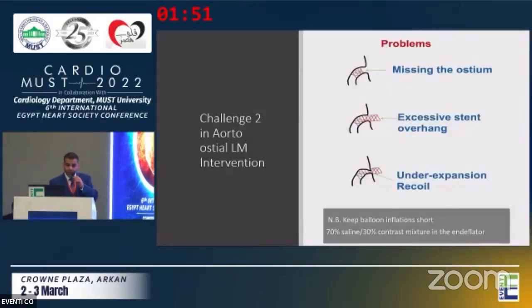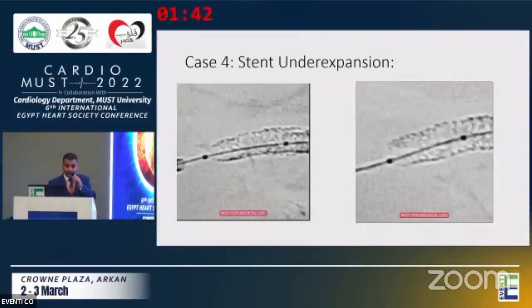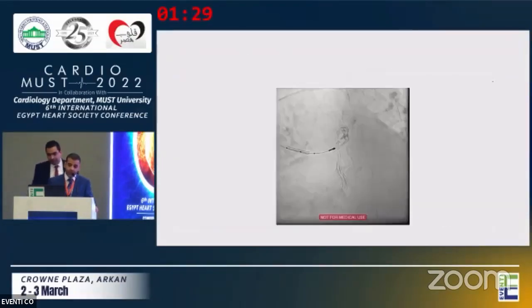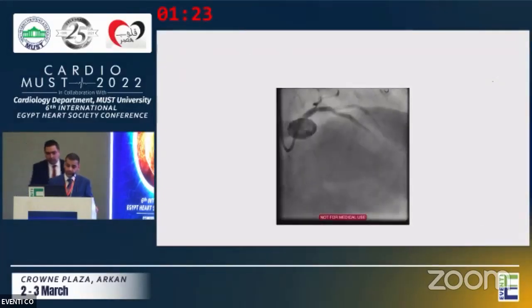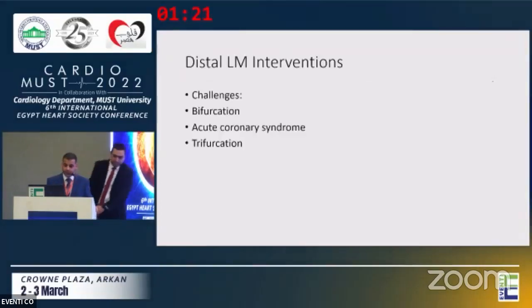This is the final result. One of our other problems when stenting an aorto-ostial lesion is to miss the ostium, or have excessive stent overlap, or have underexpansion or recoil, as we can see in this other patient, case 4, stent underexpansion at the mouth of the stent. And then we have done PCI and see it like this, it opened well. So it's very important to check for that. And then we check by IVUS. And this is the final result.